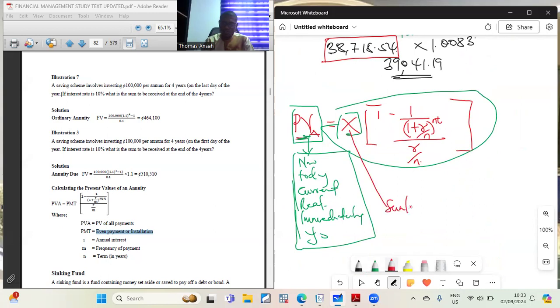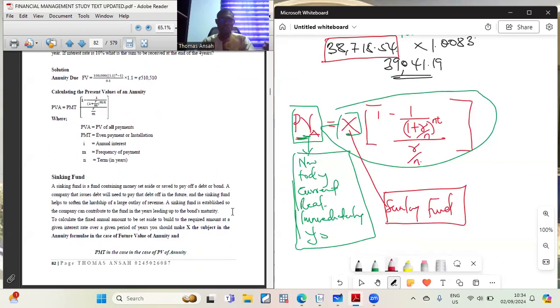X denotes sinking fund. All right, the money that you'll be putting into a fund equally. A sinking fund is just a fund that you open to put a series of money in to pay a future debt, like the way we do in Ghana. So if the question asks you how much you should equally put in the sinking fund so that you'll be able to pay a debt in future, then it is the series of equal installments, which is the X.